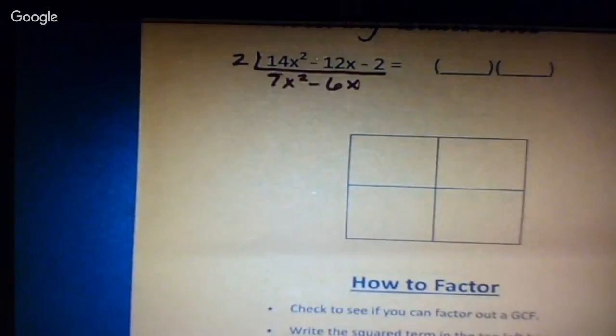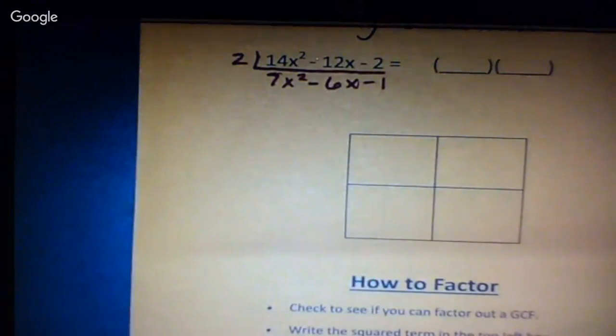Okay. So, minus 1. Now I've got 7, 6, and 1. Is there anything else that divides evenly? No. What about my variables? I've got 2 x's, 1 x, and none. No. So I'm finished. That's my greatest common factor. That's step 1. Now we're going to continue on. Not only can you pull out a greatest common factor, you can also factor the remaining. So we're now going to factor the 7x squared minus 6x minus 1.